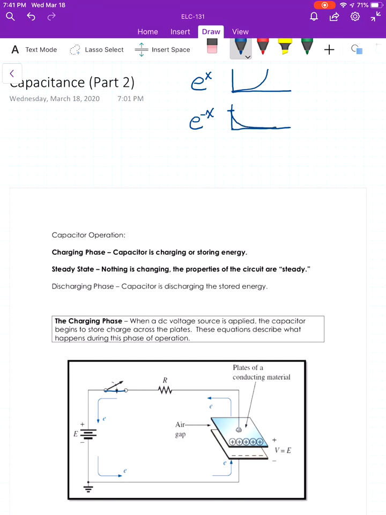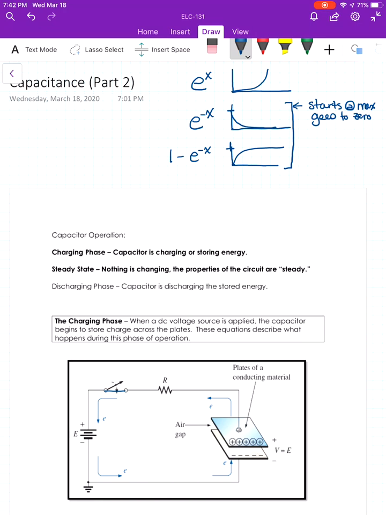Okay, and one more function I'd like for you to be familiar with: if we took that e to the minus x and we subtracted it from 1, we would get the opposite behavior that we saw in the previous graph. And that's that it would start at 0 and go up to 1 very quickly. So these are the two relationships I want you to become familiar with. The e to the minus x, we say that describes the behavior when something starts at a maximum value and then goes very quickly to 0.